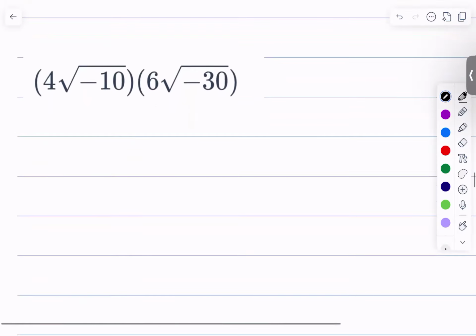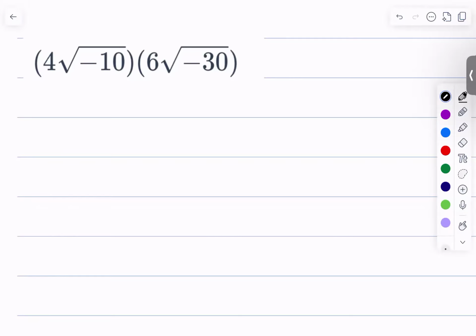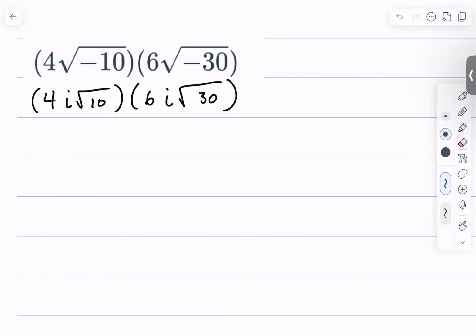I want you guys to try this one. I'll give you some time to try this. In this case, we have 4i square root of 10 times 6i square root of negative 30, or not negative 30, positive 30.